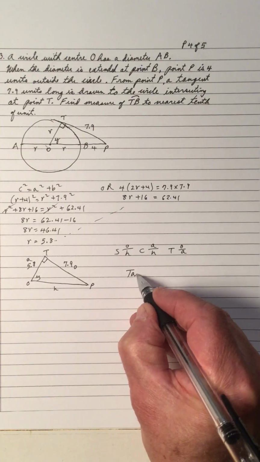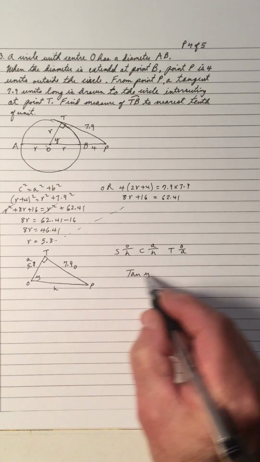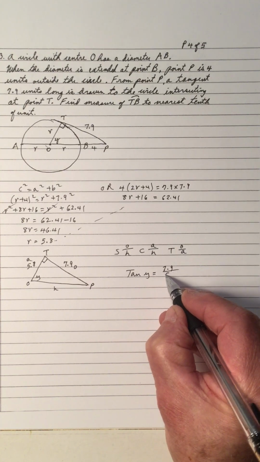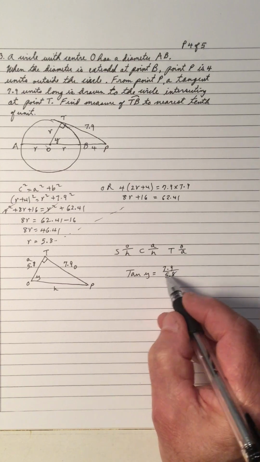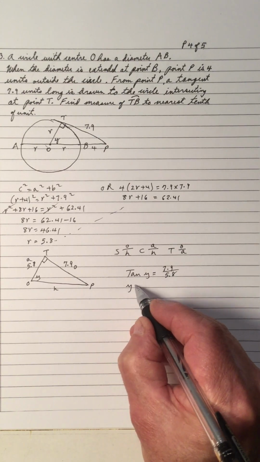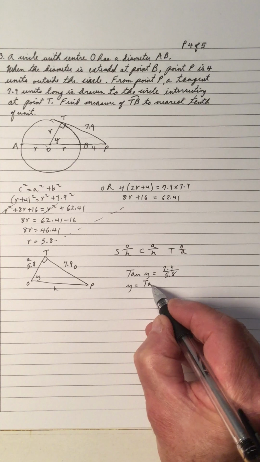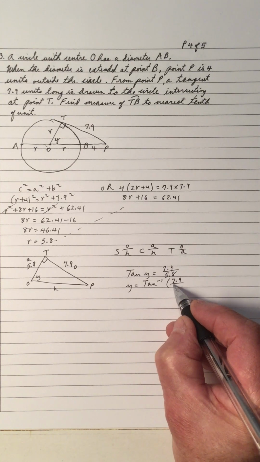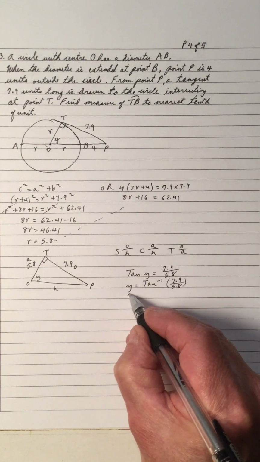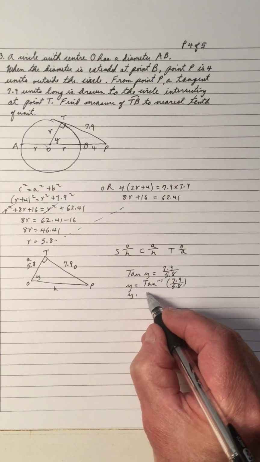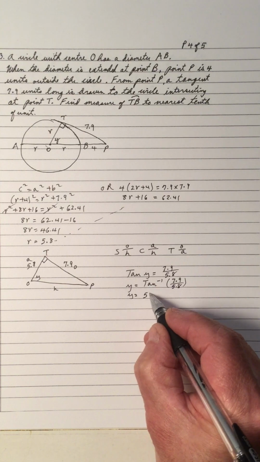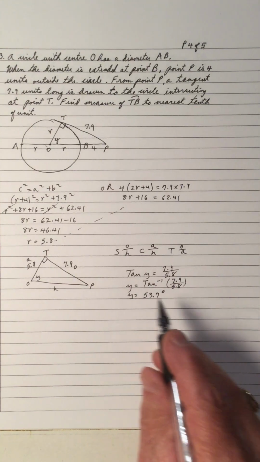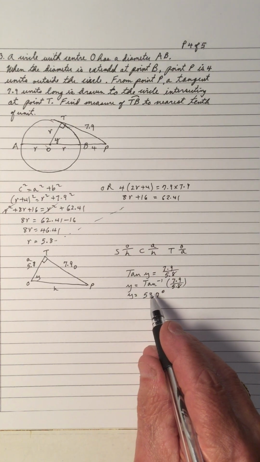So the tan of y, of the angle, is the opposite, which is 7.9, divided by 5.8. So that means that y is equal to tan to the negative 1 of 7.9 divided by 5.8. So when you work that out on the calculator and you get it to the nearest tenth, we get 53.7. To the nearest degree is 54.